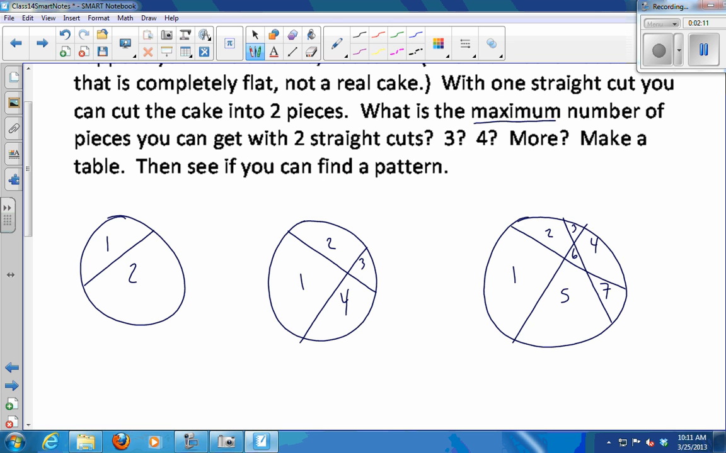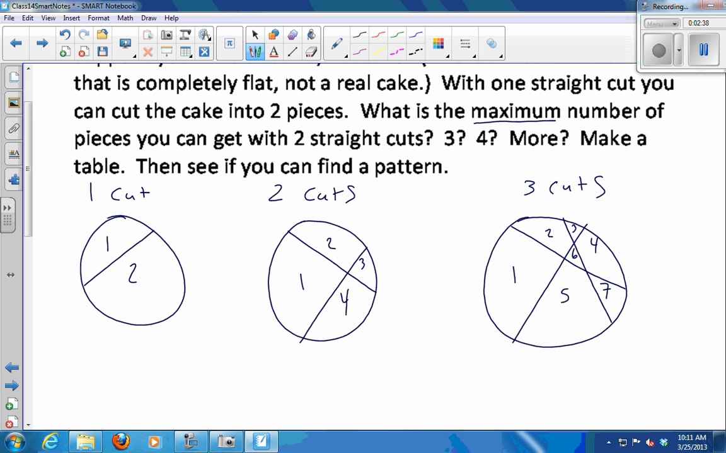True. I don't care about the size. I just want to know how many pieces I can get. Size does not come into play here. So this is 1 cut, 2 cuts, 3 cuts. Okay, now I want you to try 4, maybe 5. See how many you can get, what the maximum number is. Compare with each other, see who can come up with the most.